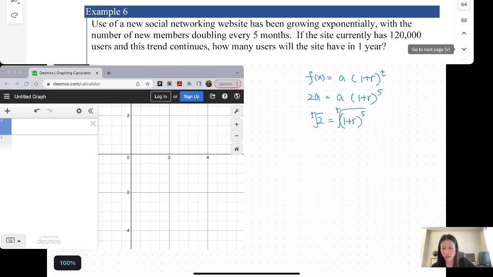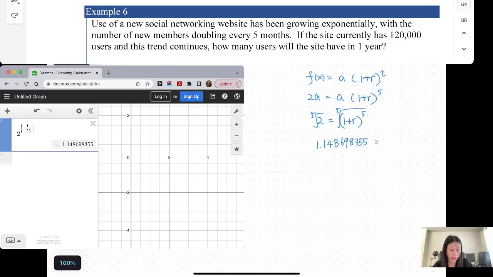Let's use decimal: 2 to the 1/5 is equal to 1.148698355. I try to keep it as accurate as possible, so that would eliminate my errors, especially when you're doing your Open Math. If they ask you to keep 4 decimal places during your calculation, keep 4 decimal places. Other than that, keep it as detailed as possible. Okay, I know that 1 plus r is equal to 1.148 something, and now they ask how many users will the site have in a year.